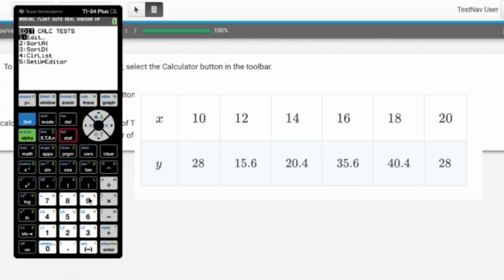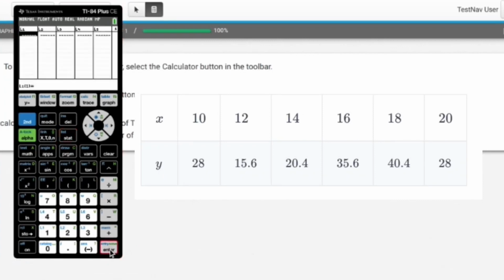Start out by going to stat and then hit edit. We're going to type in our x values, 10, 12, 14, 16, 18, and 20. And then you type in your y values, which are 28, 15.6, 20.4, 35.6, 40.4, and 28 again.